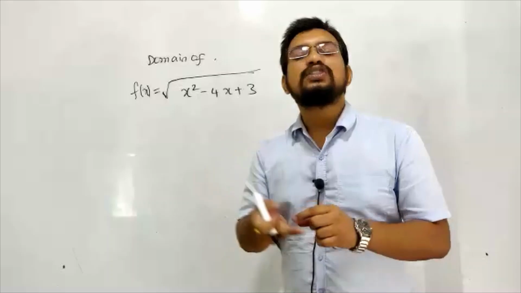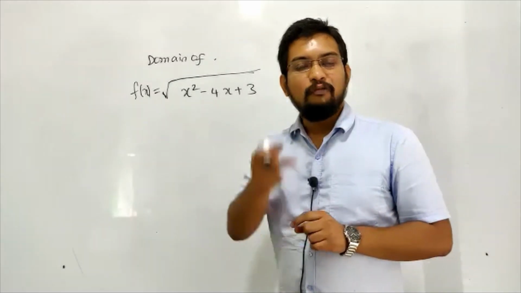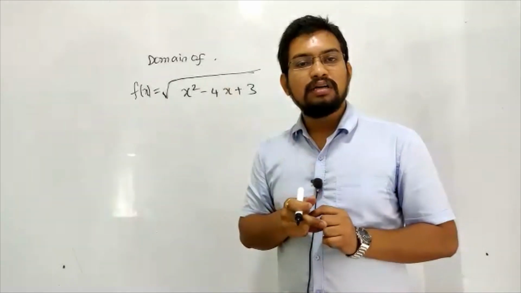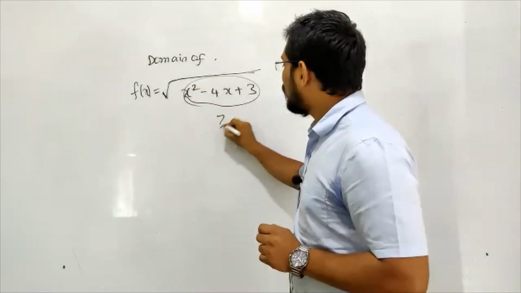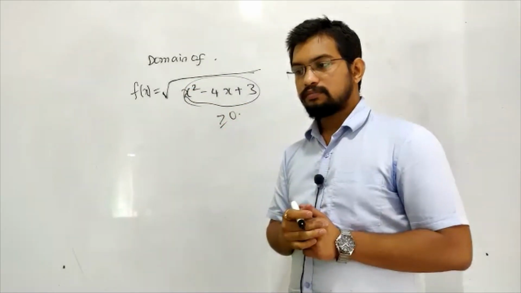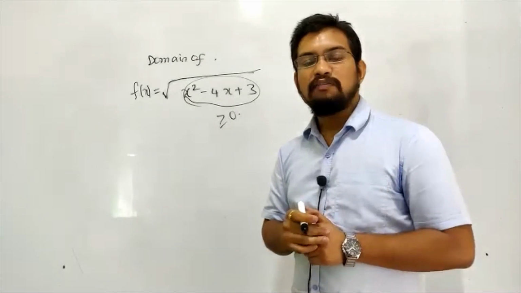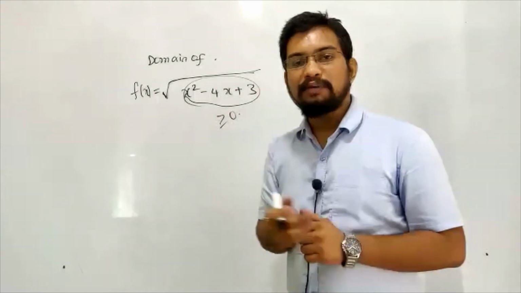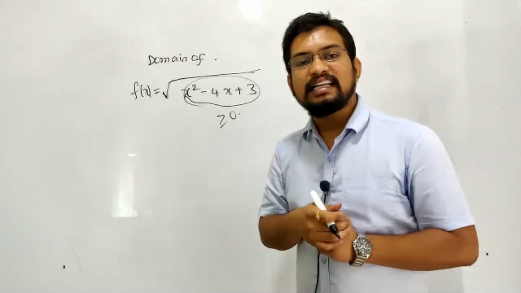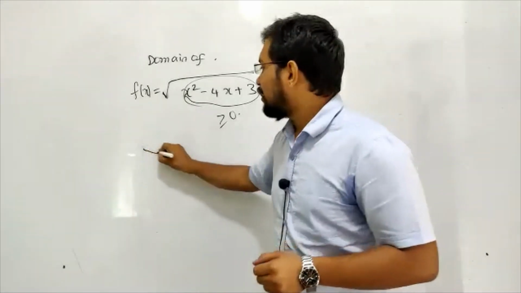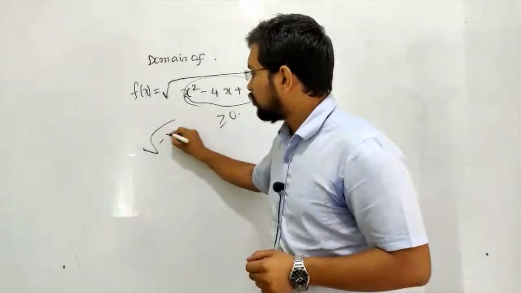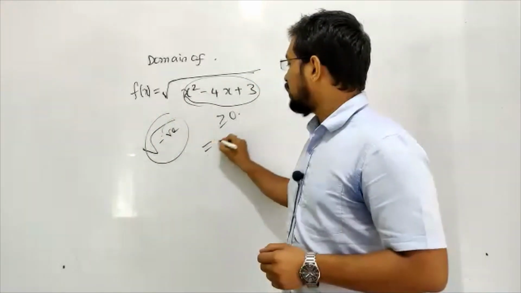If this has to be defined, whatever I'm writing under the root should always be greater than or equal to 0. Under the root, whatever I am writing, that part should always be greater than or equal to 0. Why? If I am writing a negative number in the root, this is an imaginary number.